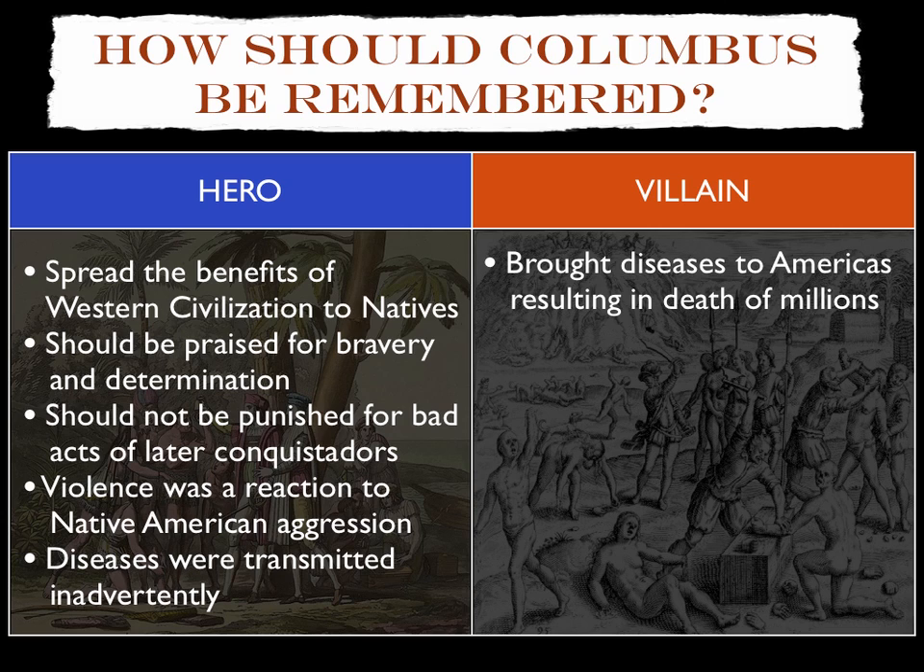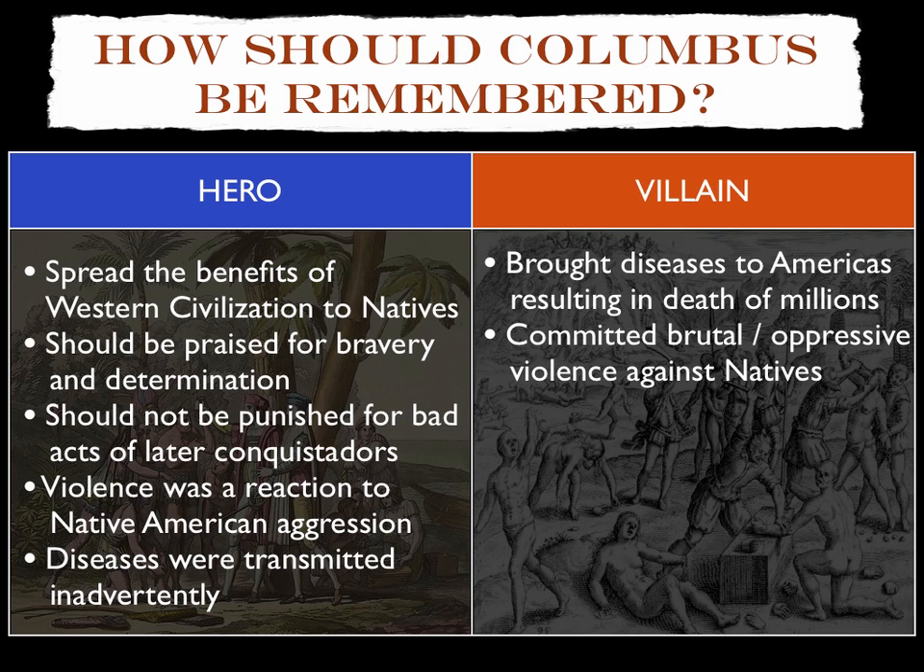Other historians argue that Christopher Columbus was an evil villain. They point out that Columbus brought diseases to the Americas that resulted in the death of millions of Native Americans. They argue that Columbus committed brutal and oppressive acts of violence against natives. Stories of Spanish cruelty include killing Native Americans to feed Spanish dogs, and Spanish chopping off the hands of Native Americans who failed to bring them gold.